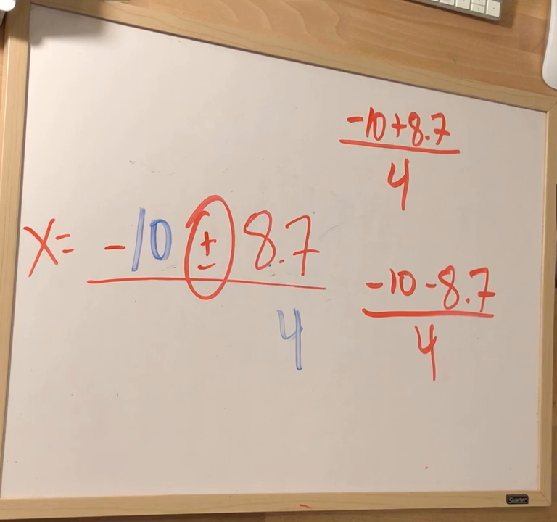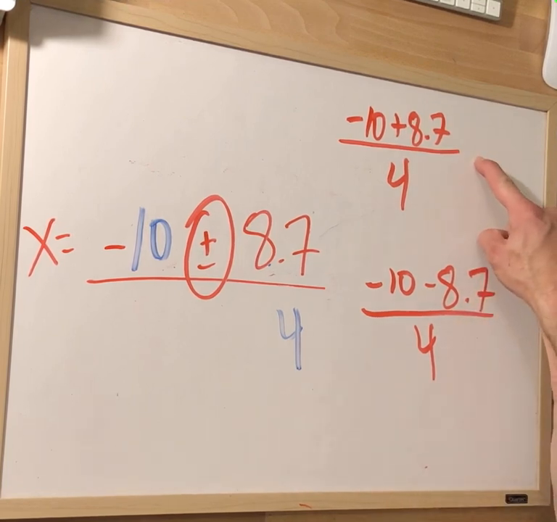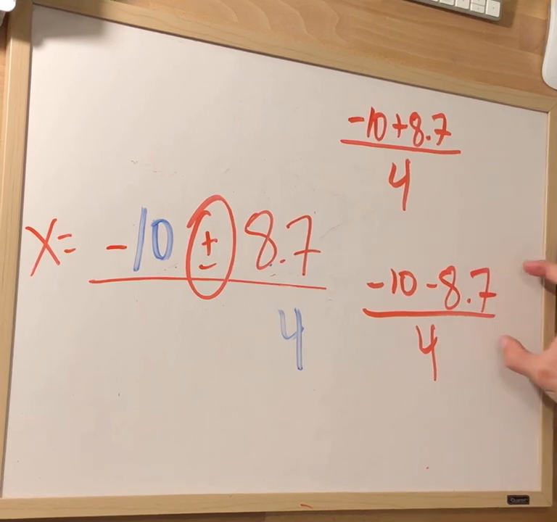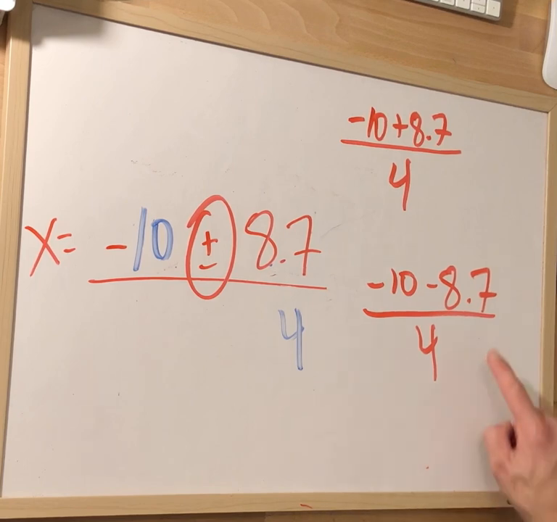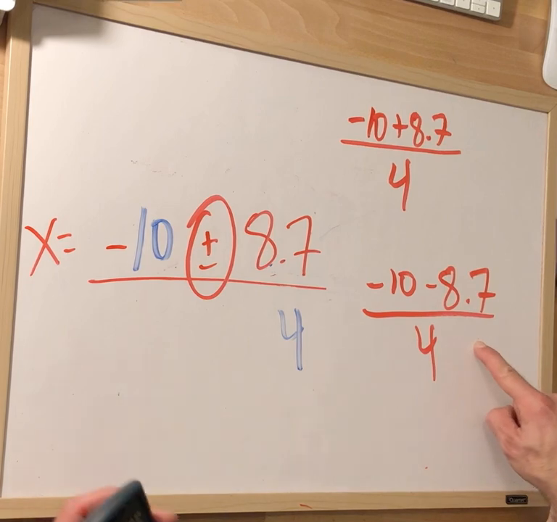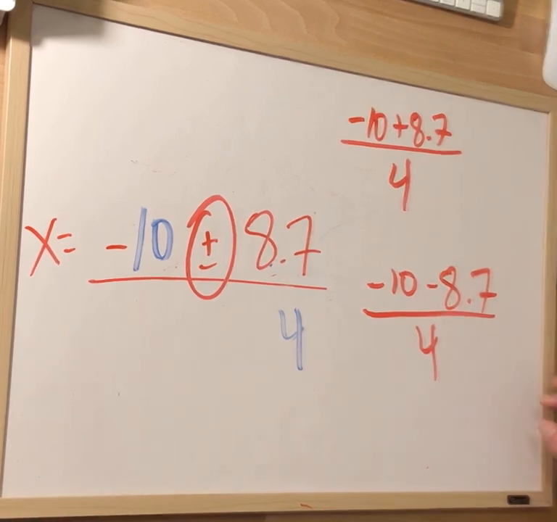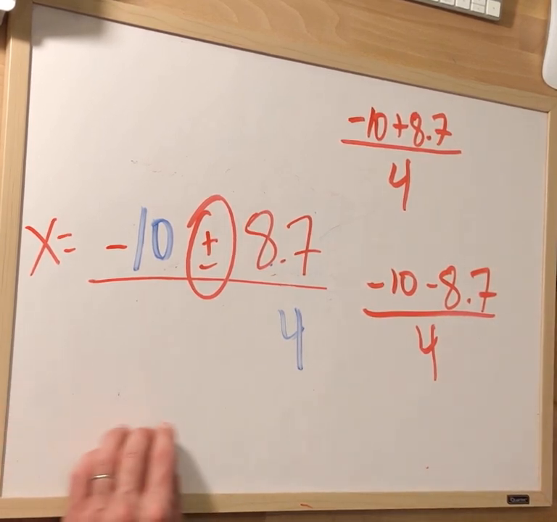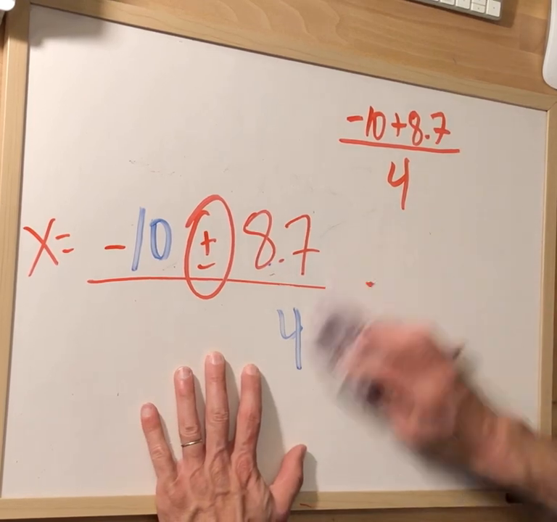Negative 10 plus 8.7, divide that answer by 4, and I'm going to get some decimal of negative 0.325. And then for this, I'm going to get negative 18.7 divided by 4. It's going to give me negative 4.675. So those are my two answers. Sometimes you're going to have decimals. Sometimes they're going to work out nice and easy.